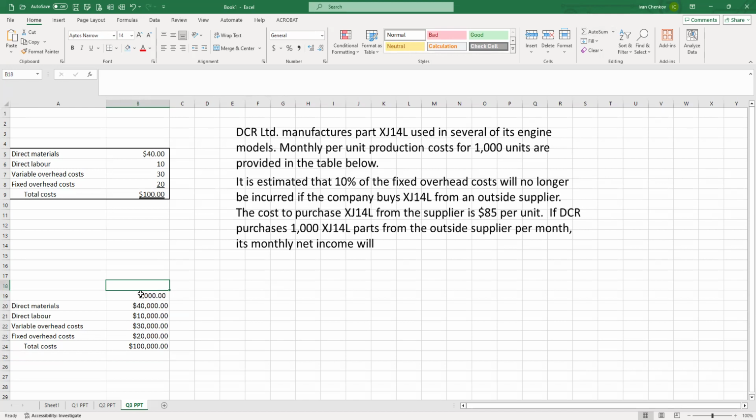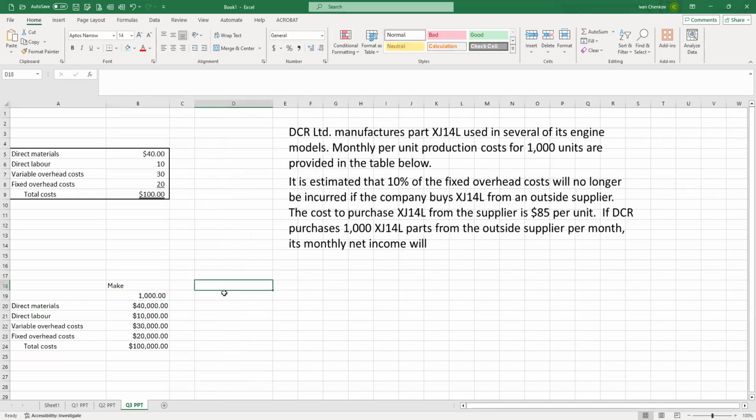That's if I make it. What if I buy it? Let's buy it now. What's going to happen if I buy it? I'm buying 1,000 units, correct? Yes. But these guys want me to pay 85, right? Yeah.